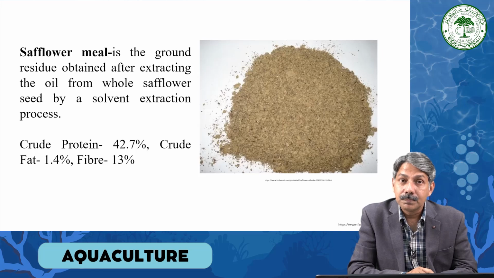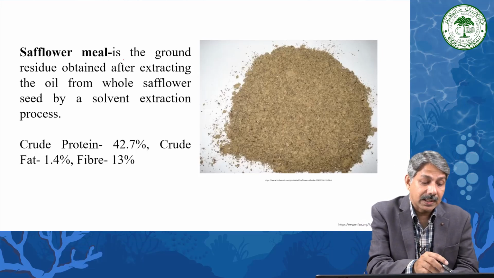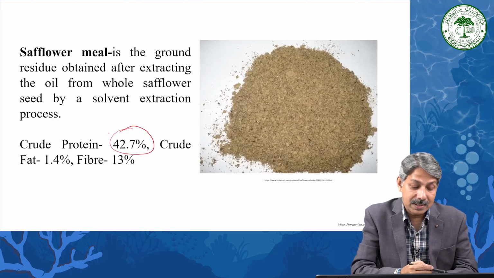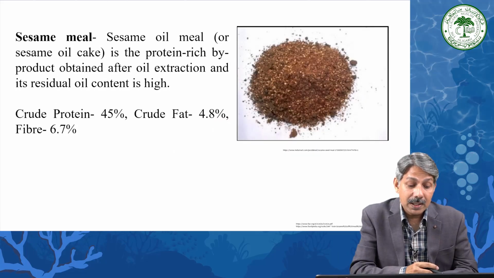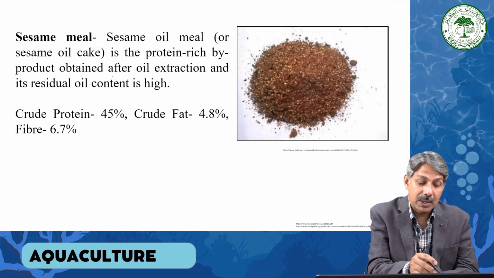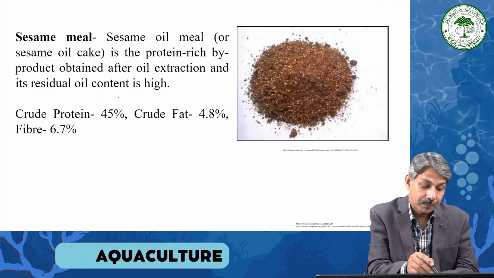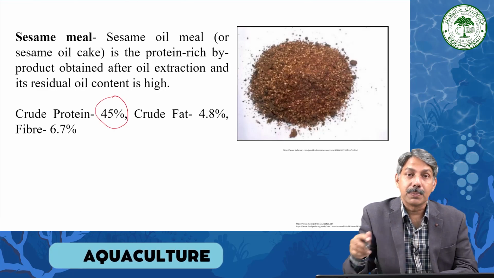Then we have some other meals like safflower meal. Safflower meal is the ground residue obtained after extracting the oil from whole safflower seed by a solvent extraction process. Safflower meal has quite a good protein percentage, about 42.7%. Sesame oil meal or sesame oil cake is the protein-rich byproduct obtained after oil extraction and its residual oil content is high. Crude protein content here is 45%.